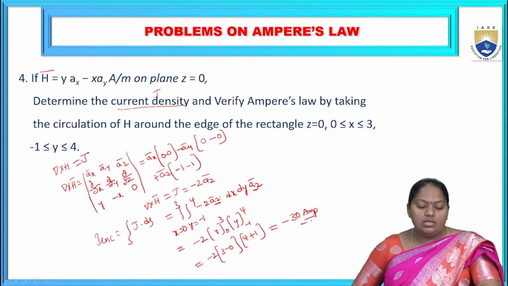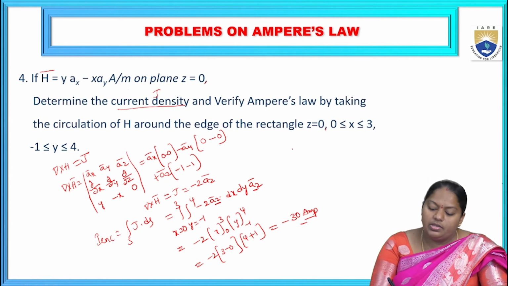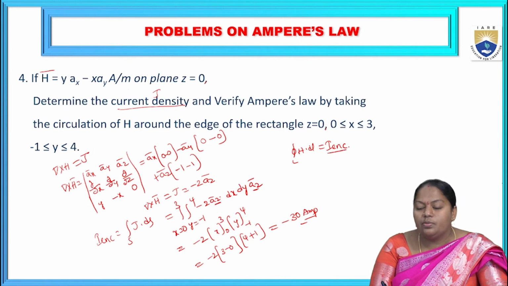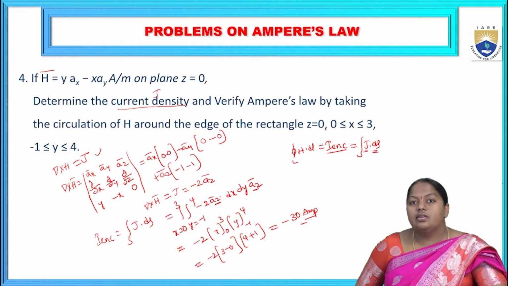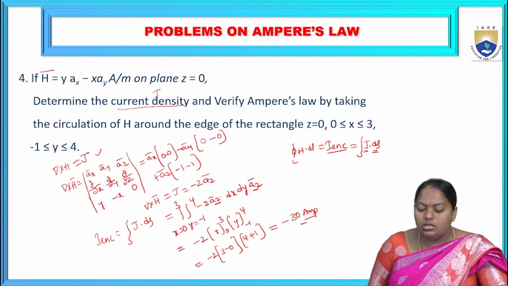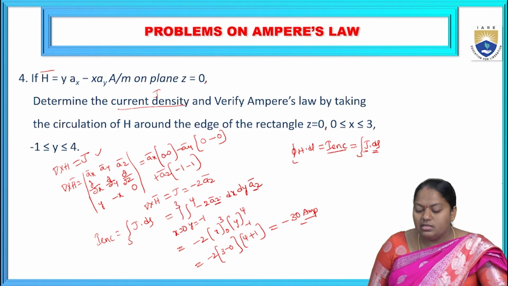Okay, so from this, the circulation of H around a closed path means we have to evaluate the closed line integral of H dot dl, which is equal to I enclosed, where the current enclosed by that path is represented with the integral over S of J dot ds. To find this J, first we have to go for del cross H bar is equal to J. With the help of that, we will find the value of J. Then after that, J needs to be substituted over here in I enclosed. And finally, we'll be getting the current value as minus 30, and it is to be measured in terms of amperes.